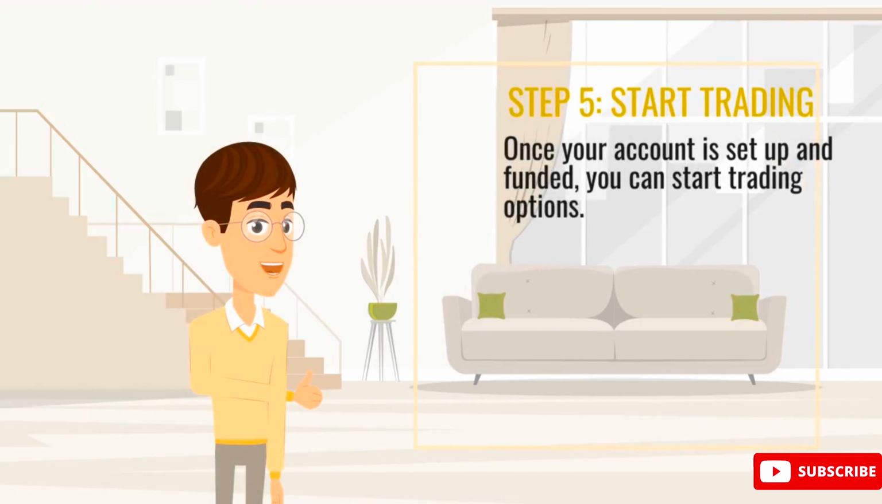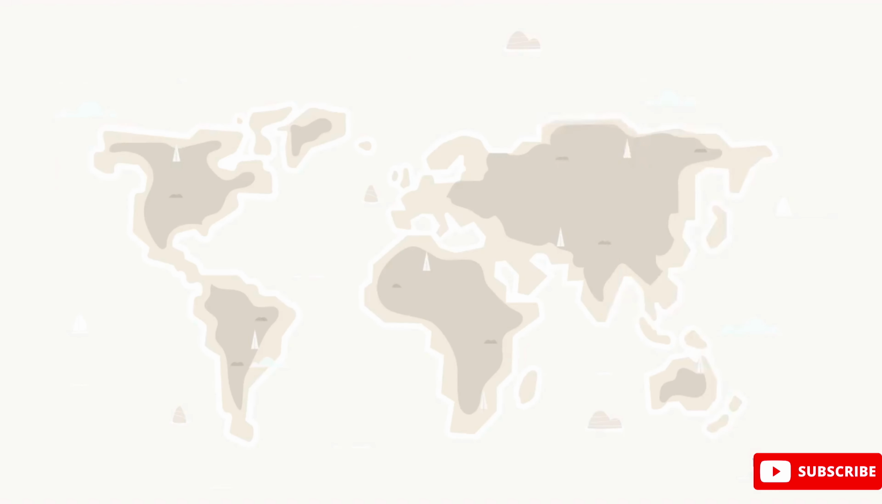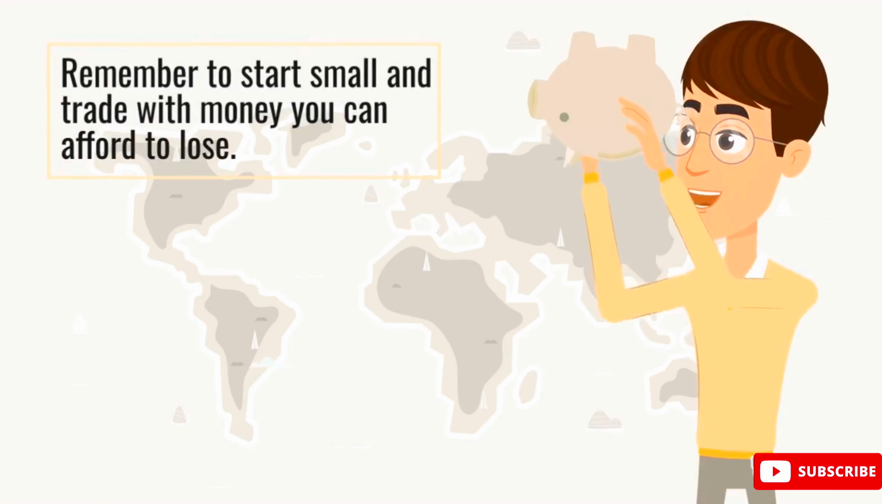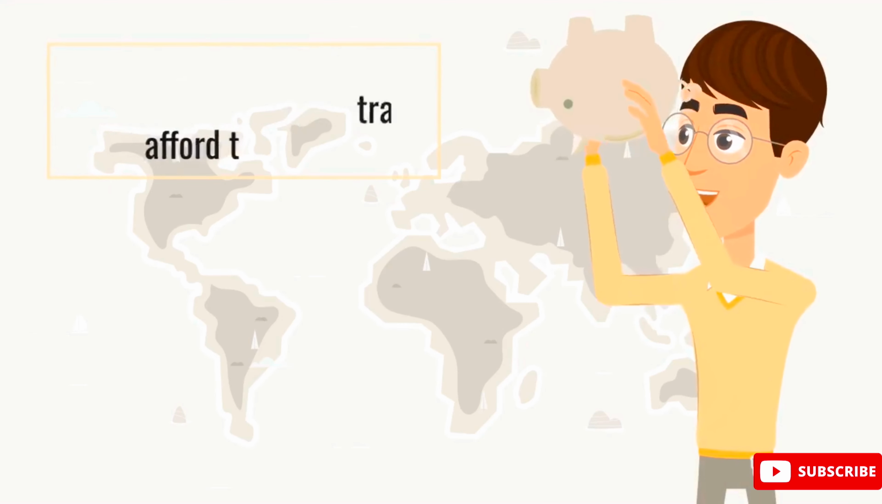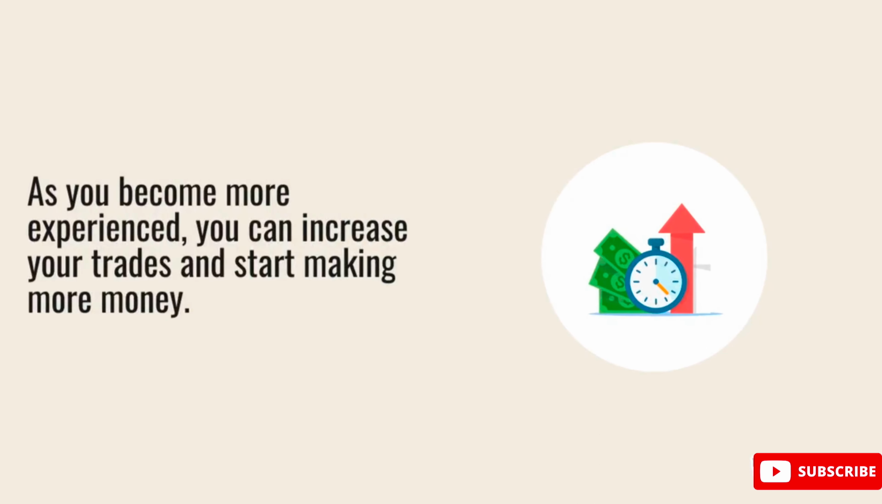Step 5. Start trading. Once your account is set up and funded, you can start trading options. Remember to start small and trade with money you can afford to lose. As you become more experienced, you can increase your trades and start making more money.